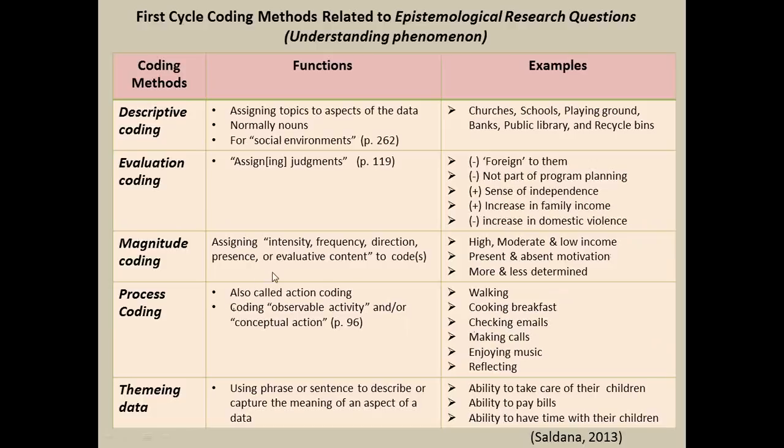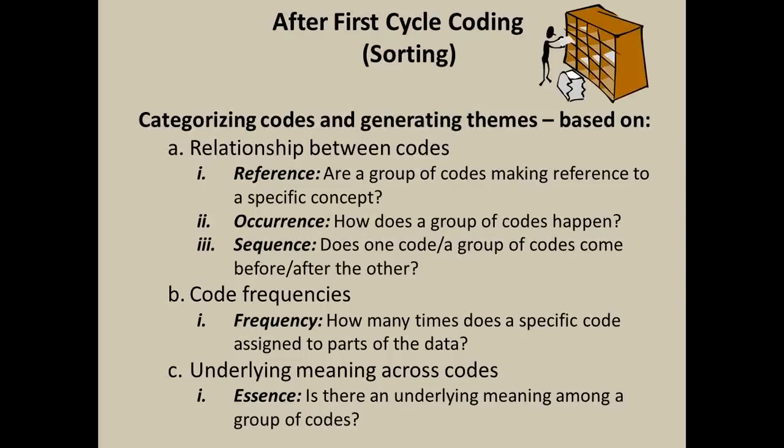So always think about how you can combine two or more coding methods to do that. As I said, the book will give you more information. So let's move on to the next one. After you have done the first cycle coding, what do you have to do next?